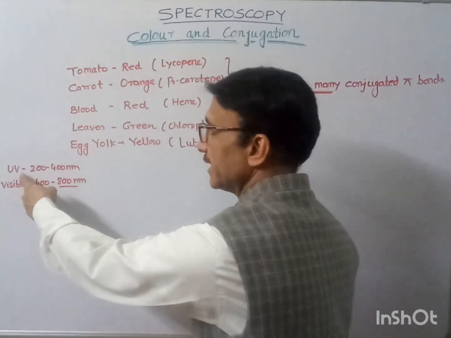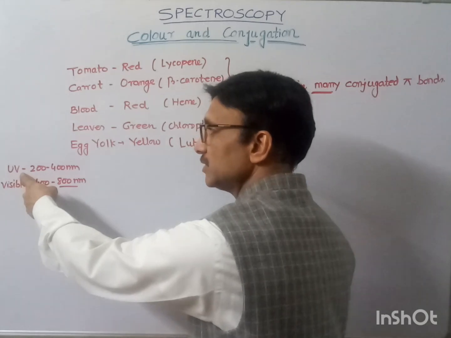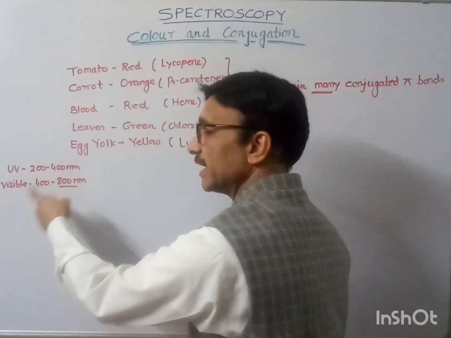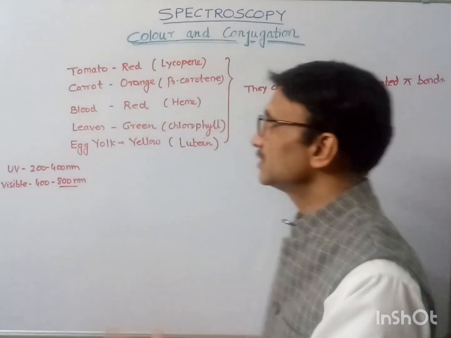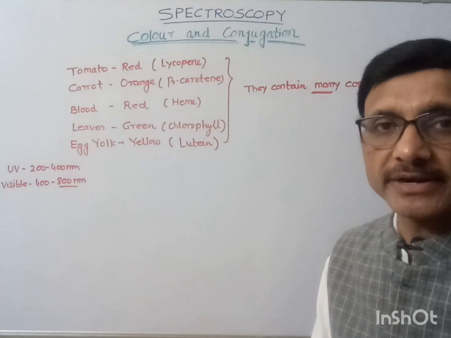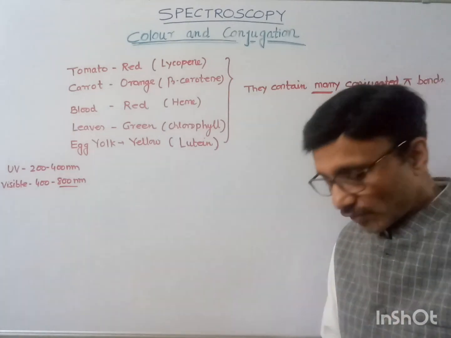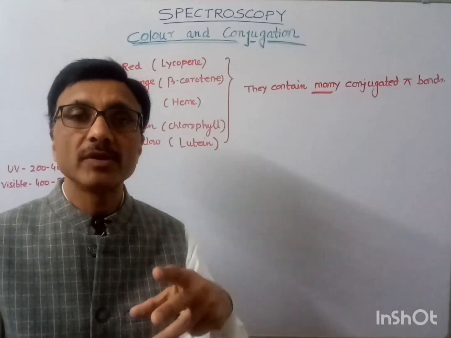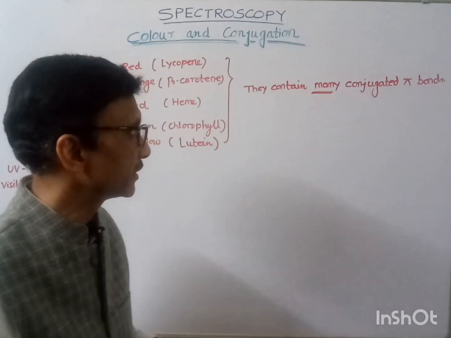So UV light has high energy and low wavelength. Visible light has low energy and high wavelength. So these substances absorb low energy radiation. Why they absorb low energy radiation, we will understand more when we study UV visible spectroscopy.